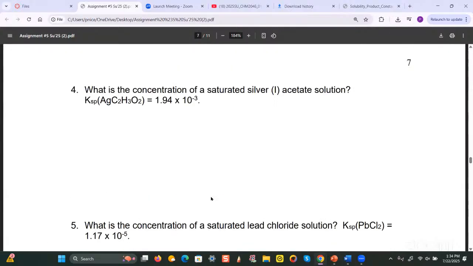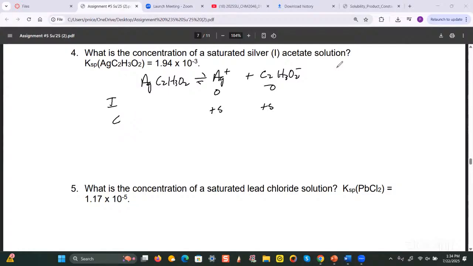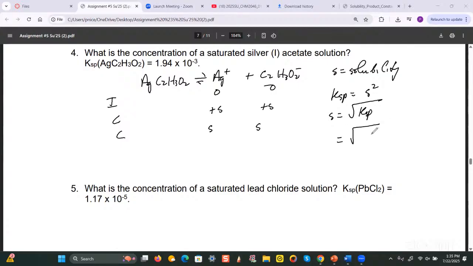Okay, number 4. It says, what is the concentration of a saturated silver 1 acetate solution? So in this particular case, first thing I would do is write down the equation for the dissociation, which would be AgC2H3O2 dissociating to form Ag plus and C2H3O2 minus, right? Initially, you'd have none of this, none of this. The change here would be plus S, where S is equal to the solubility. And then the change here would be S and S, which means that KSP is equal to S squared, which means that S is equal to the square root of KSP, which will be equal to the square root of 1.94 times 10 to the minus 3.